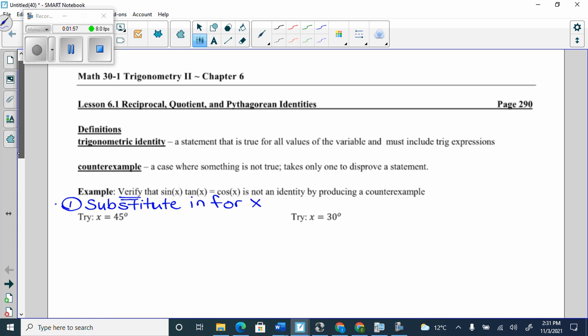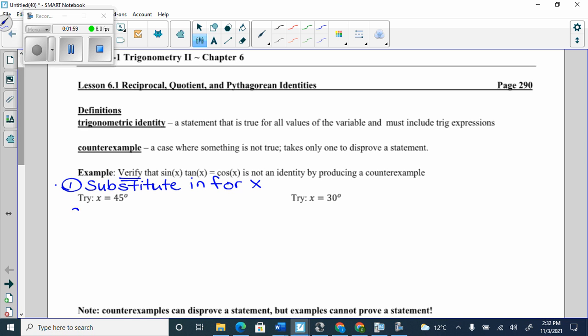So we are going to do sine 45 degrees, tan 45 degrees, and I have cos 45 degrees. They don't equal? Well, it says here to verify that it is not an identity, so I'm hopeful that they don't equal. Okay, so we're going to plug in 45s.